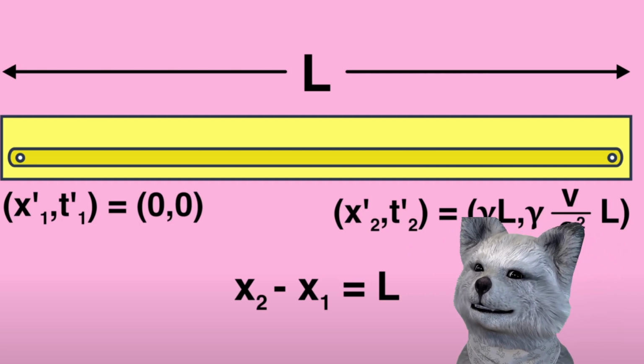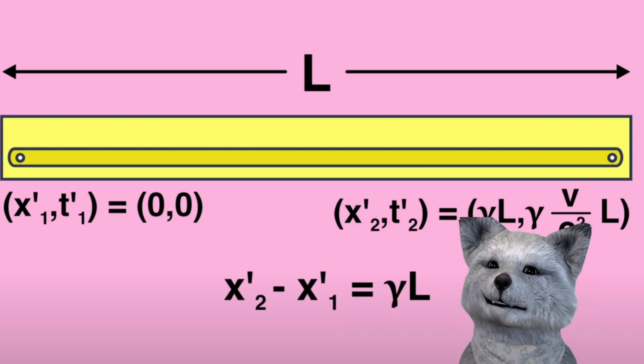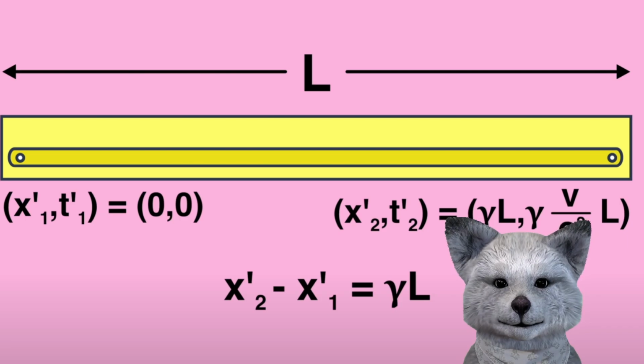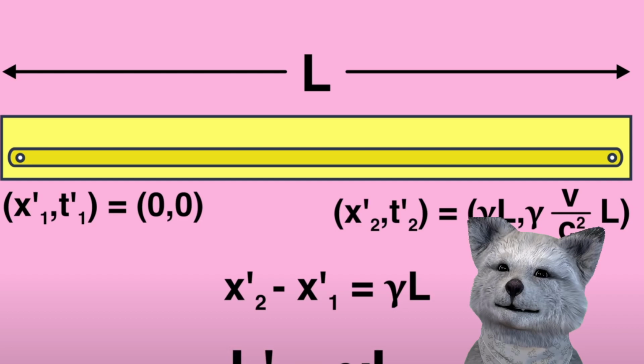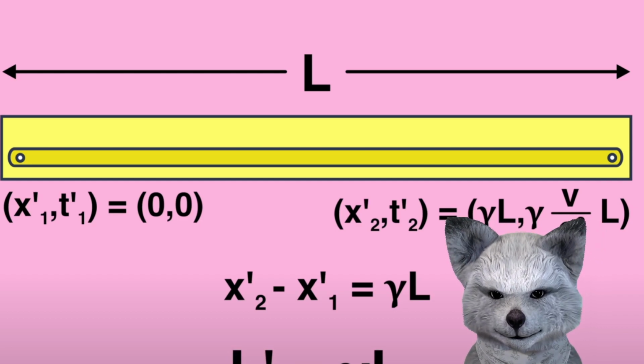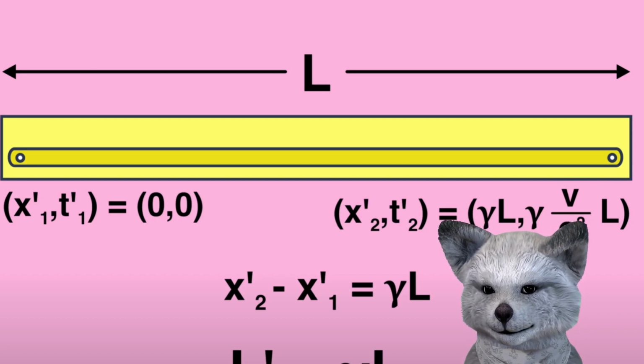Pushing ahead, you could then subtract the two x's according to the primed observer, and you'd get that the length according to the primed observer would be L prime equals gamma L. Since gamma is greater than 1, that would mean that the moving observer would see a longer length than the stationary one.